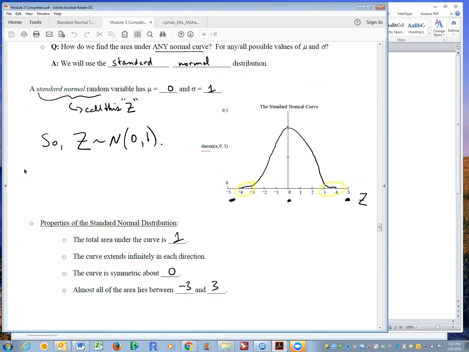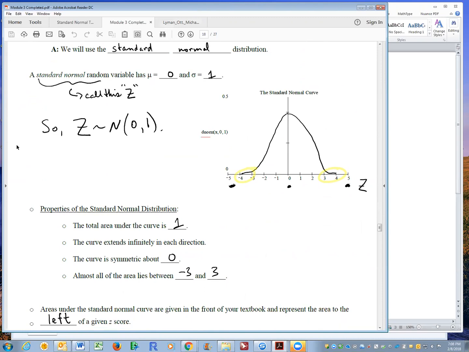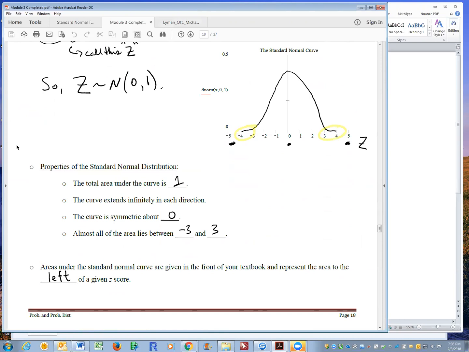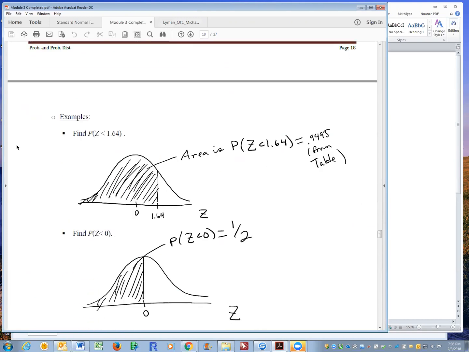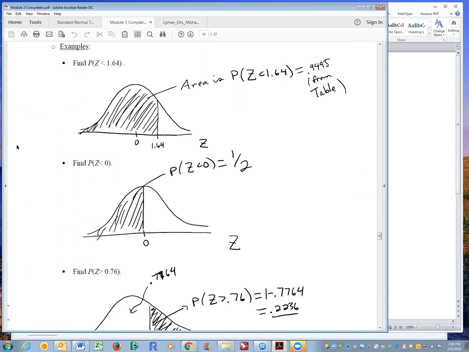And the normal curve that we deal with, to a large extent, is the standard normal curve. Any questions with page 18? Page 19, actually, getting into some problems using the standard normal curve, really using table 1, finding areas under the curve. Any questions here?